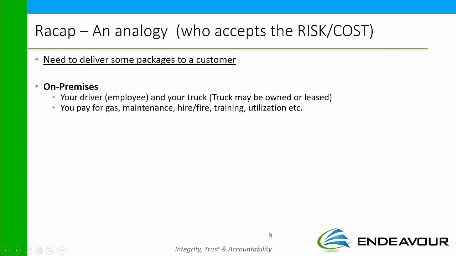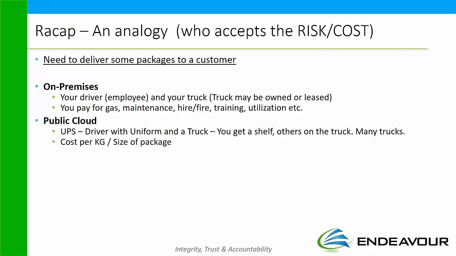So if we take this a step further, on-premise, it's your driver, your employee, your trained employee, your trusted employee, and your truck. Your truck may be owned and may be leased. Maybe you're renting a data center, but it's up to you. It's under your control. You get to hire and fire. You have to worry about utilization of those assets.